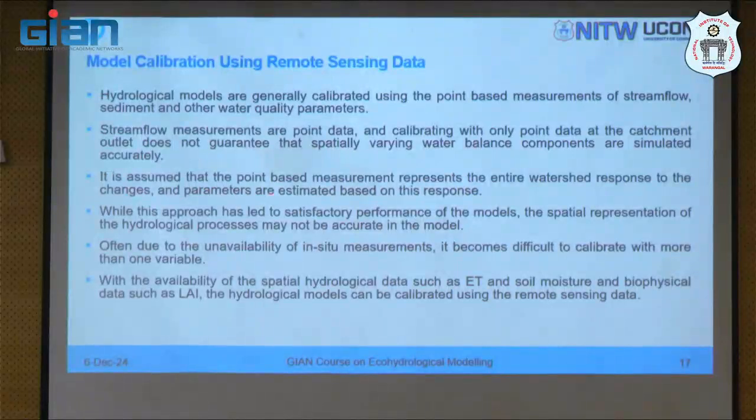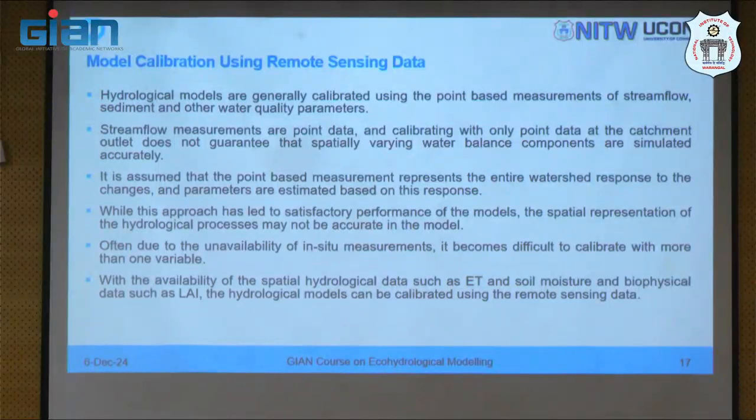So it is assumed that the point-based measurement represents the entire watershed response to the changes, and parameters are estimated based on this response, right? And while this approach has led to satisfactory performance, I'm not saying that it's all bad. It is still a good method, but the spatial representation of a hydrological process may not be accurate. We need to go back and check whether our other processes are simulating well, right? And we always use streamflow data because of absence of in situ measurements, right?